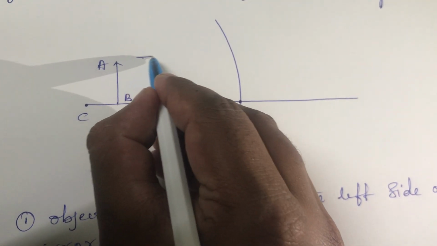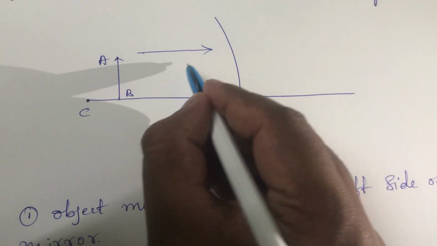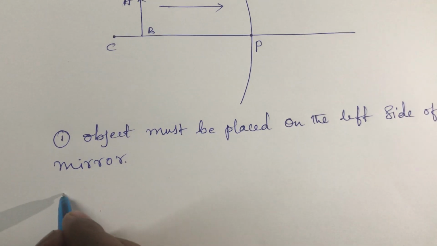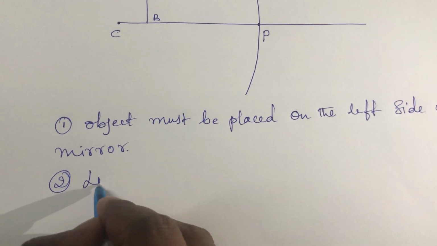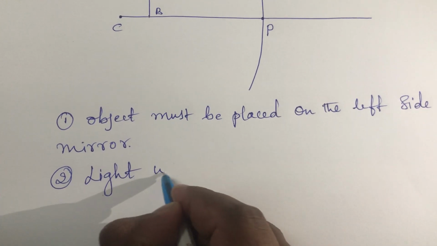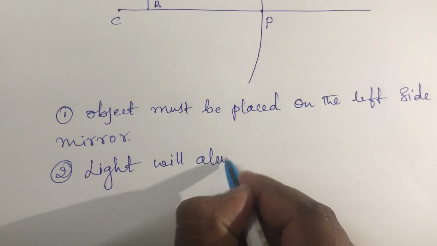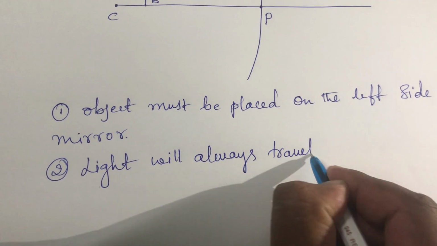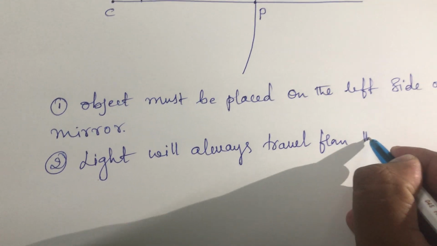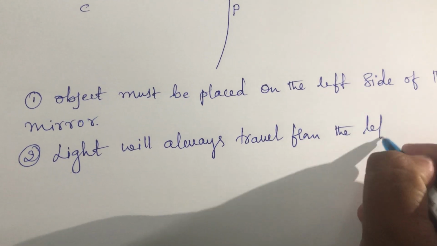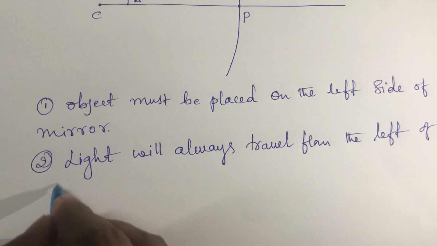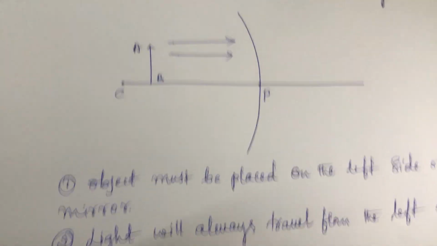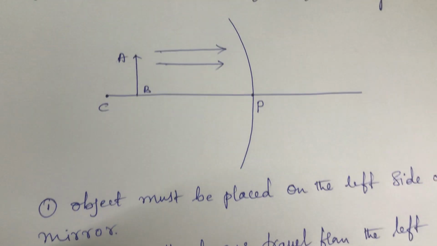Light will always travel from the left side of the mirror. So this is the incident light. Light will always travel from the left of the mirror. This is the direction of the incident light ray.